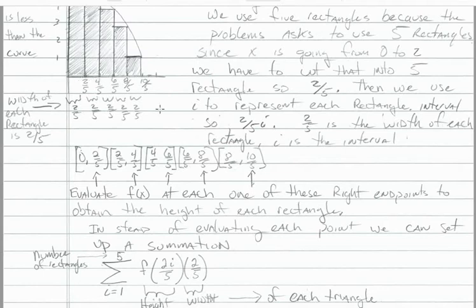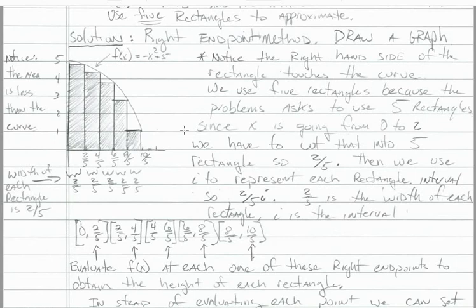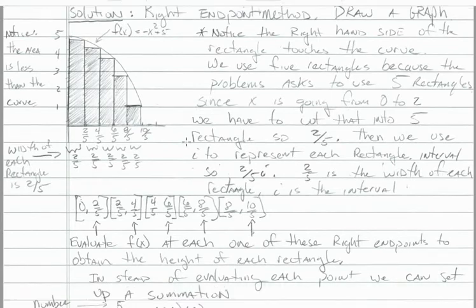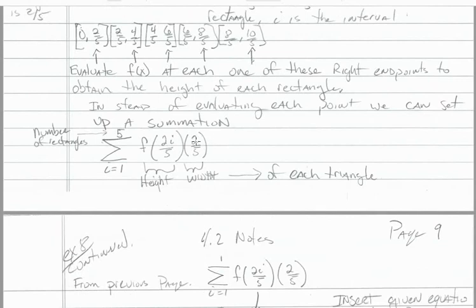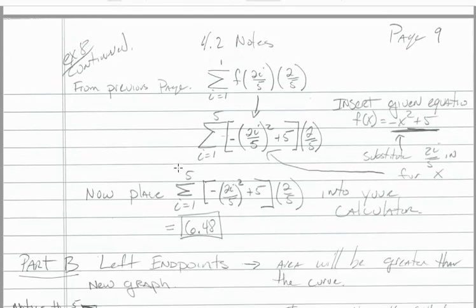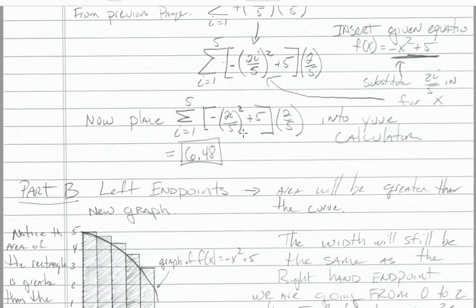And like I said, in the next video we're going to get into more depth about how we develop the right-hand endpoint and the left-hand endpoint. There's a specific little formula we can use where we just substitute in and it kicks out the answer for us. But that's where the 2/5 comes from: our x length that we're covering divided by how many rectangles. And then I'll go through this in the next example.